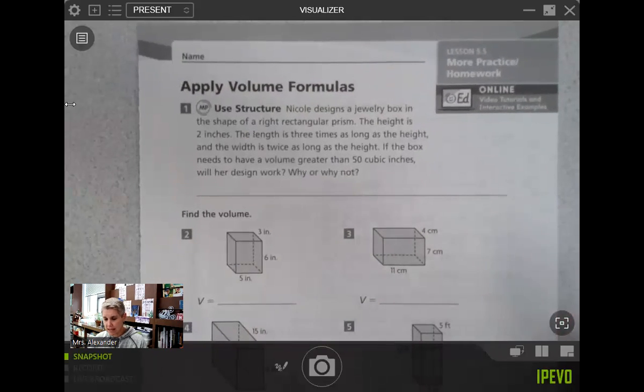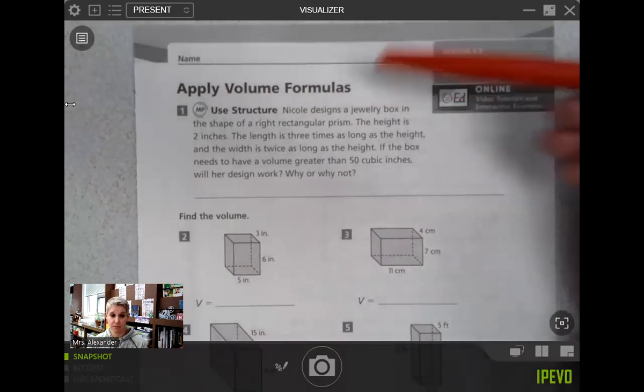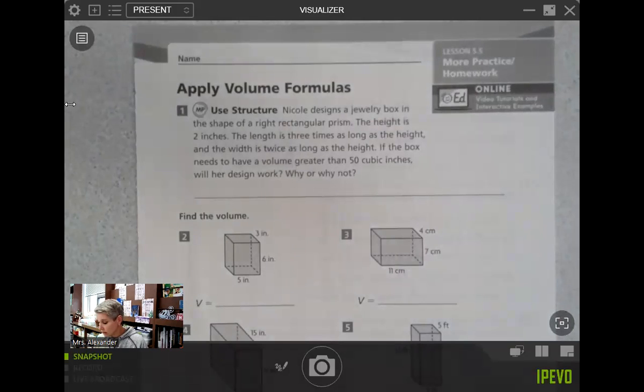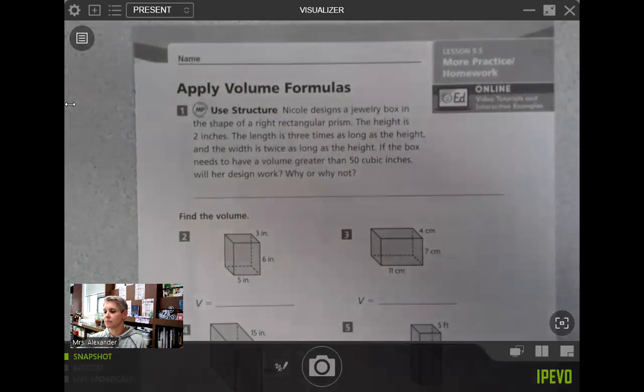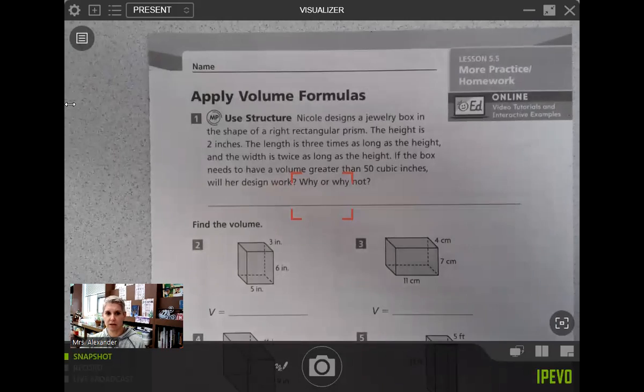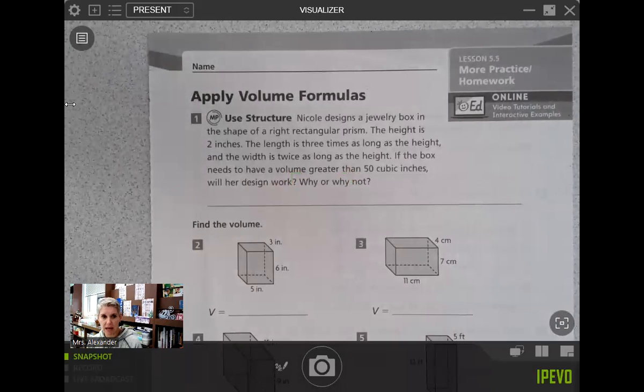For this lesson, it's lesson 5 of module 5 on volume. So today we were working on using the volume formula with the information that we're given. If you look at number 1 with me on P45, Nicole designed a jewelry box in the shape of a right rectangular prism. The height is 2 inches. The length is 3 times as long as the height, and the width is twice as long as the height. If the box needs to have a volume greater than 50 cubic inches, will her design work?